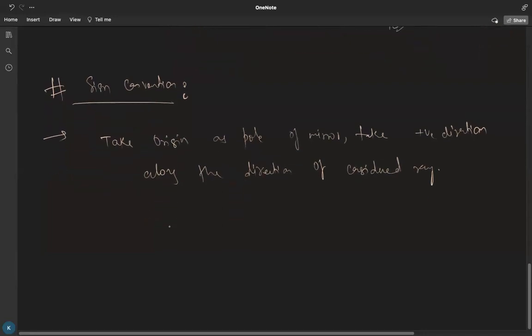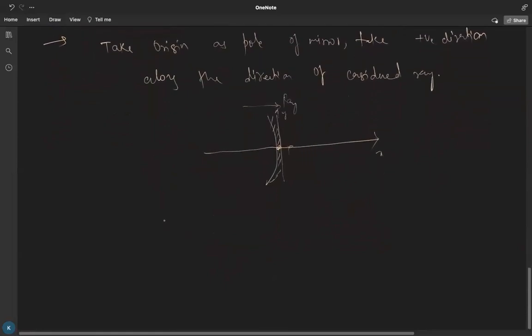So what I'm trying to say, look at here, let us assume this is our concave mirror. You can take it as anything, like a convex mirror as well. Let us suppose our ray is going from negative x to positive x, right? And this is our y, and I'm assuming the origin as pole. So this is our y axis. So we are defining some things, let me write it here.